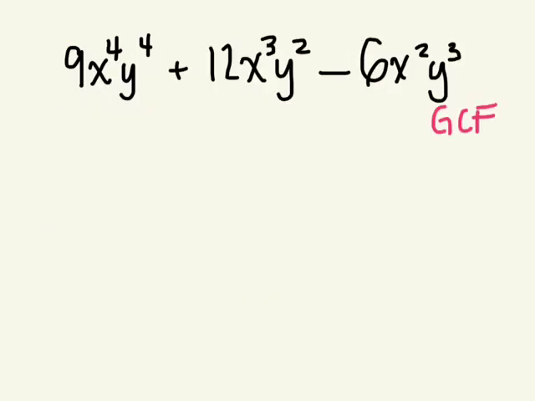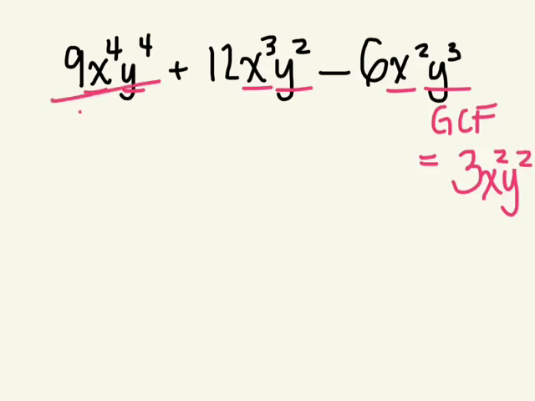What's the greatest number that these are all divisible by? 3. Okay, well we know they all have an x. What's the lowest exponent? What are all of these divisible by? X to the power of 2. Okay, and do they all have a y? Yes. What's the lowest exponent of y? Okay, so I know that all of these can be divided by 3x squared y squared.